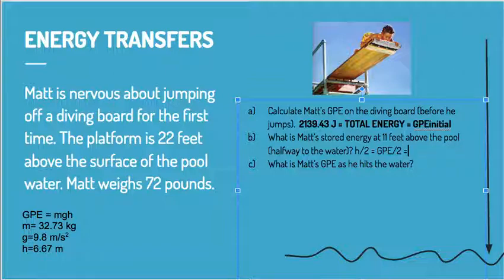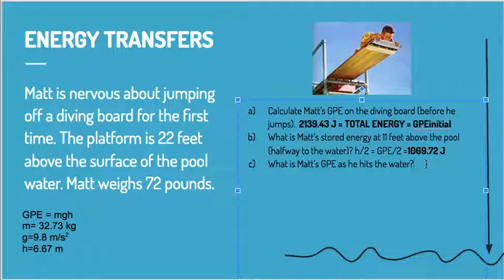And so let's plug in 2,139.43 divided by 2. Equals 1069.72 joules. Okay, so this is the GPE at about this point, if we say this is halfway down.